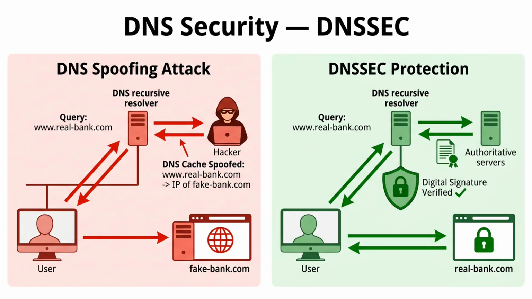DNS has a security problem. It was designed in the 1980s when the internet was a much simpler place. Attackers can perform what's called DNS spoofing or DNS cache poisoning, basically lying to your resolver and sending you to a fake website. To fight this, there's DNSSEC, DNS Security Extensions. DNSSEC adds digital signatures to DNS responses so resolvers can verify the answer is genuine and hasn't been tampered with.